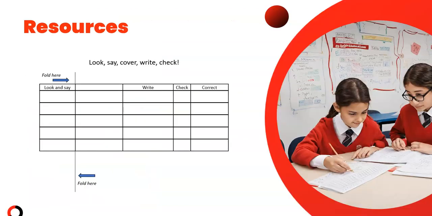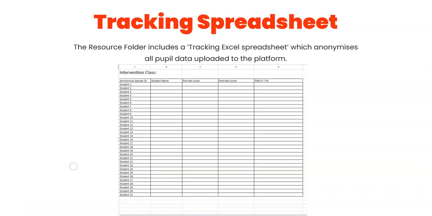In the resource folder that you can download, you will find a template on a Word document. You will also find a one-page guidance on the assessment on how to set this up, and also an FAQs on frequently asked questions that may help you. You'll also find a tracking spreadsheet, which allows you to link an anonymized learner on the platform to a learner in your classes.